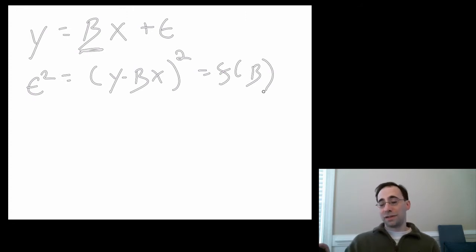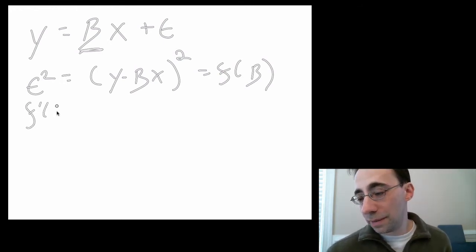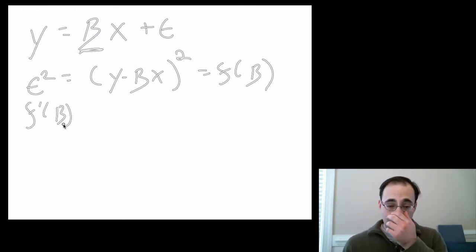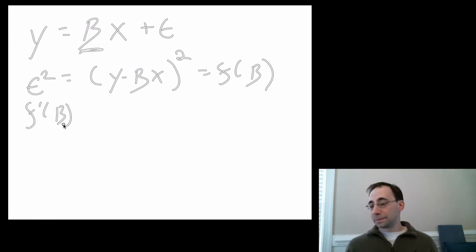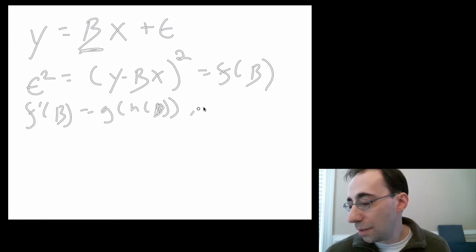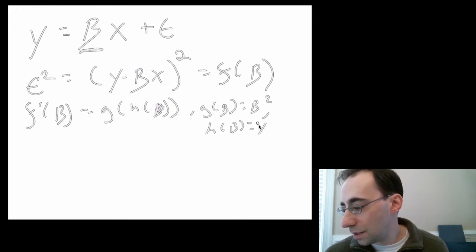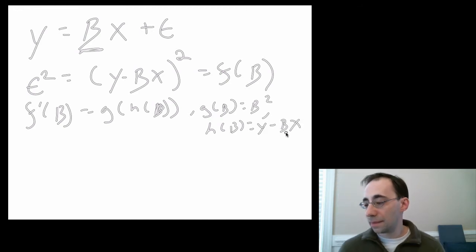We're trying to minimize this function with respect to beta. How do we do that? Well, first we find the derivative of the function. Now to do that here, we're going to have to use the chain rule, where we have a function composition. This is actually equal to g of h of beta, where g of beta is beta squared, and h of beta is y minus beta x.